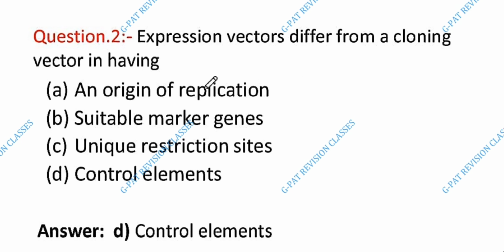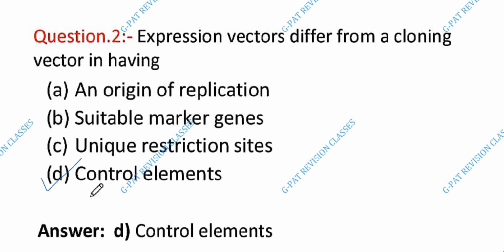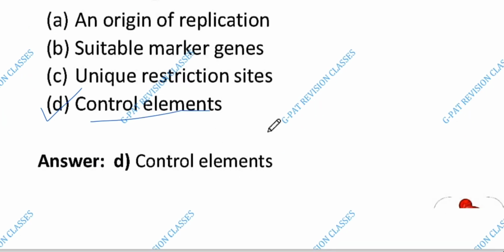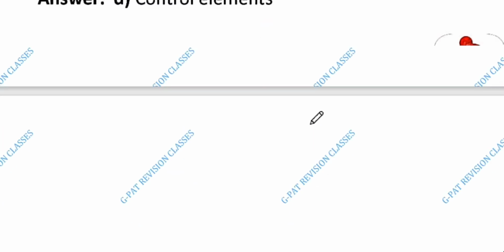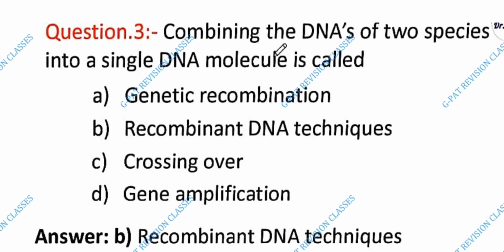Expression vector differs from a cloning vector in having: the answer is D, control element. Okay. Next is three question number.